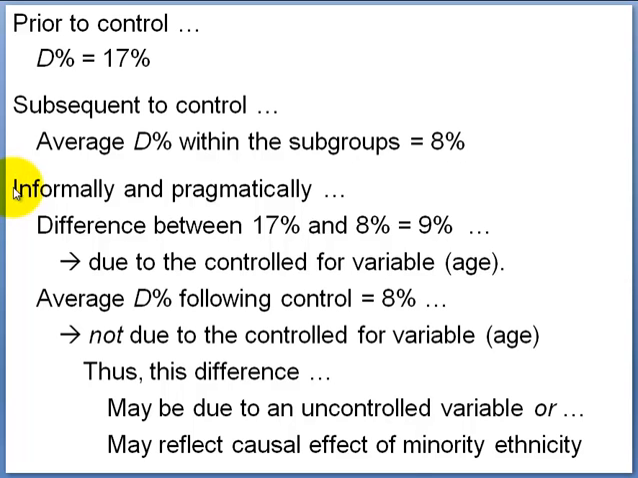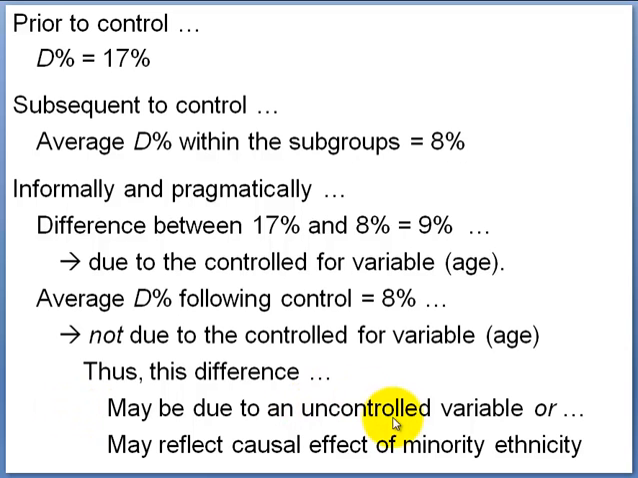Yet on the other hand, the relationship hasn't disappeared. The average difference is not 0%, it's 8%. So the part of the relationship that's remaining intact, this 8%, we can conclude it is not due to the controlled for variable, age. Thus this part of the relationship may be due to an uncontrolled for variable.